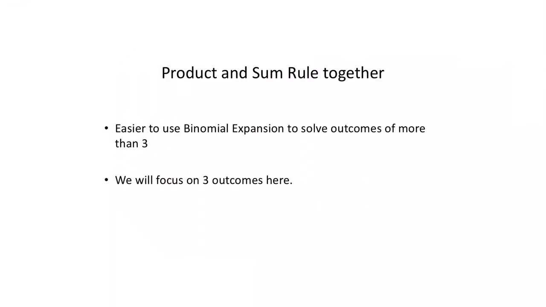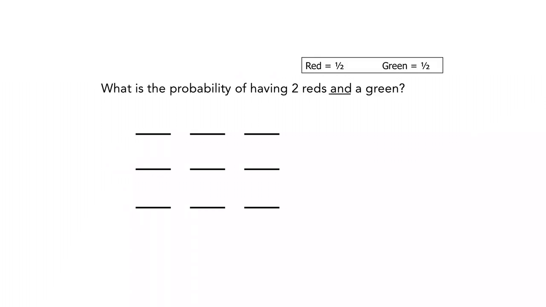Now you can put these rules together. The easiest way to do this when you've got outcomes of more than 3 is to use a binomial expansion, and that's detailed in your book. I'm going to focus on 3 outcomes in all the problems that I give to you. This is a good thing to know, especially when you're dealing with 4 or 5 or 6 outcomes, and it's relatively easy to work through. But we'll just deal with 3 here and explain why you would have to use both the product and sum rules together.